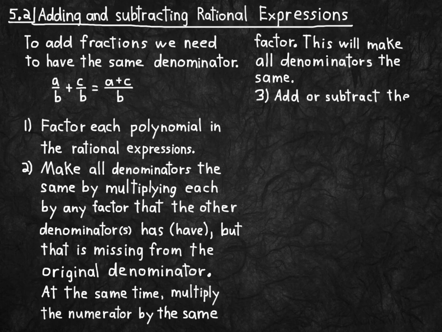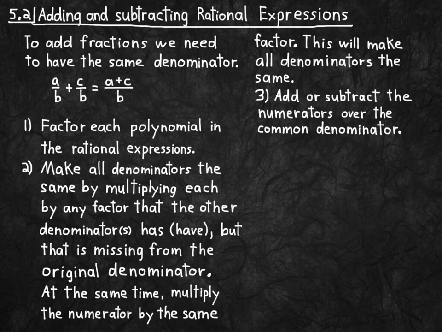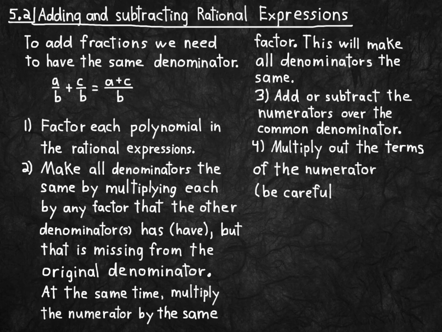3, add or subtract the numerators over the common denominator. So the common denominator you found will be the denominator of your answer, unless there's some reduction that happens later. 4, multiply out the terms of the numerator, and be careful with negatives. Anytime you multiply out polynomials, be very careful with negatives. 5, combine like terms, and that's in the numerator. The denominator is still factored. Don't multiply out the denominator.